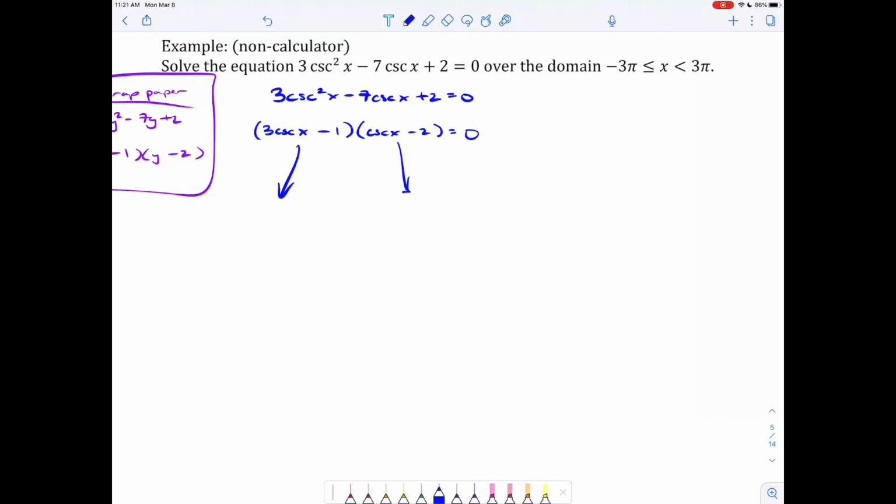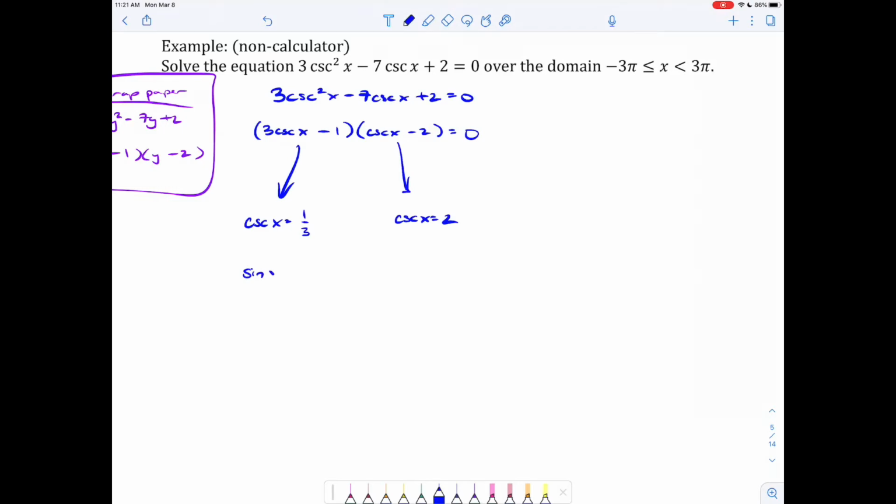One possibility is that the cosecant of x is a third. And this possibility is that the cosecant of x is 2. Again, I don't know how to deal with cosecant, all these secondary trig functions. What do they think they're doing? I'm all about those primary trig functions.